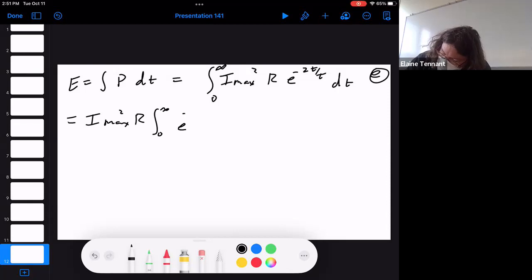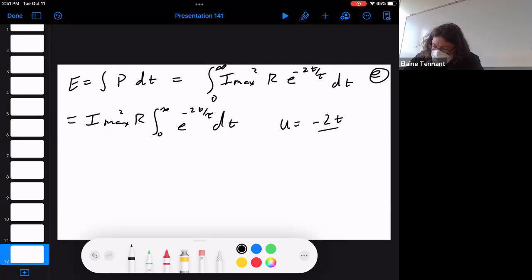Then I'm integrating e to the negative 2t over tau dt. And so I'm going to do a u substitution where u will be negative 2t over tau. What's tau again, guys? RC, excellent. Those constants are variables? Constants. Okay, that makes this really easy because then my du will just be negative 2 over tau dt, of course. And flipping that around, my dt will be negative tau over 2 du.